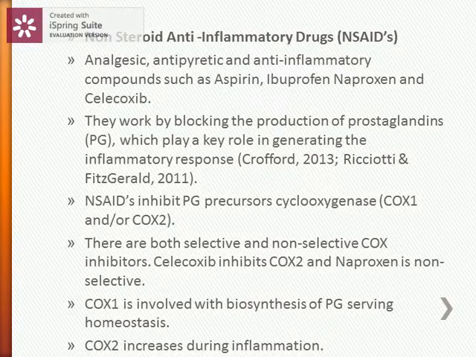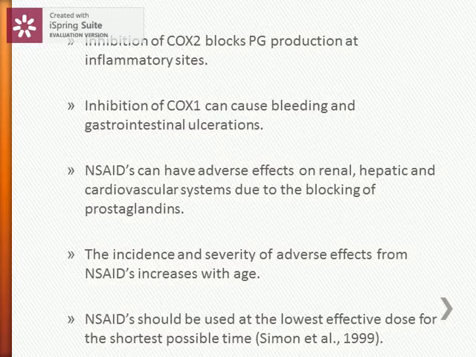NSAIDs inhibit prostaglandins precursor, simply called COX-1 or COX-2. They are both selective and non-selective COX inhibitors. Celecoxib inhibits COX-2 and naproxen inhibits COX-1 and COX-2. So COX-1 are the good guys. They're involved with biosynthesis of prostaglandins serving homeostasis, and COX-2 increases during inflammation. Inhibition of COX-2 blocks prostaglandin production at the inflammation sites. Inhibition of COX-1 can cause bleeding and gastrointestinal ulcerations.